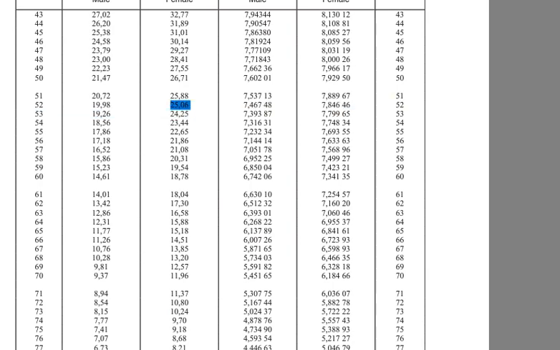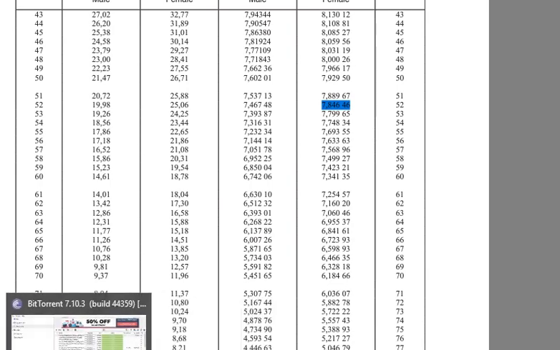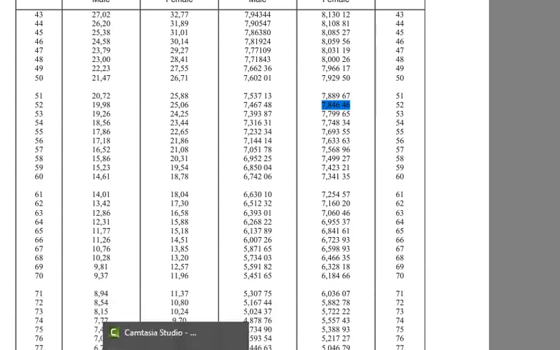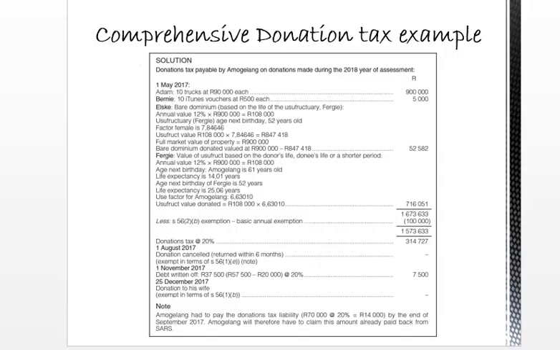So if we go to the value, it will then be 847,480. Because Auske is the bare dominium, we need to subtract this value from the full market value. So the bare dominium value will then be 52,582. So that's the donation made to Auske.